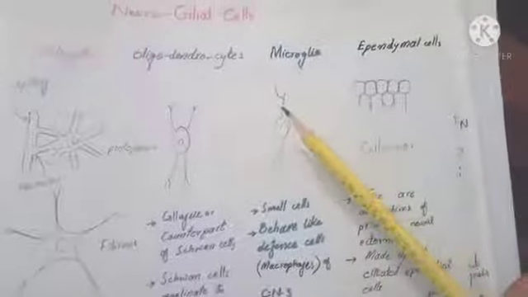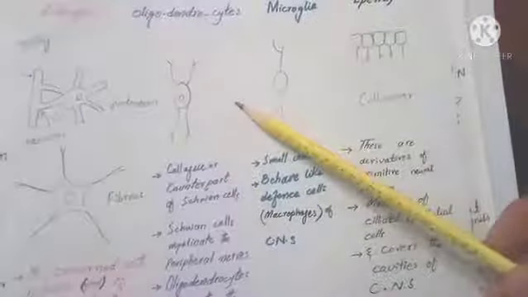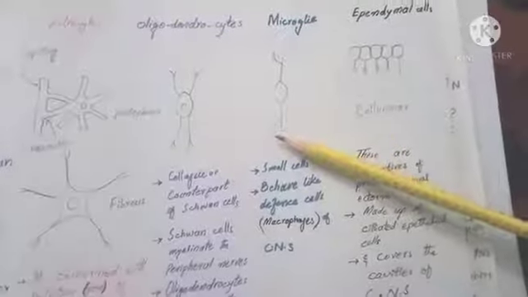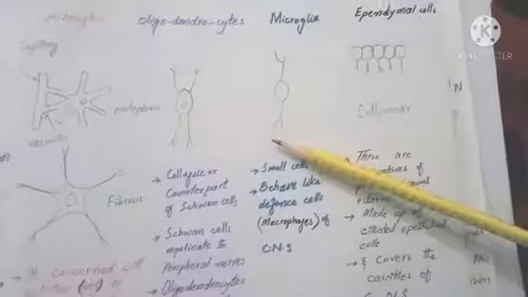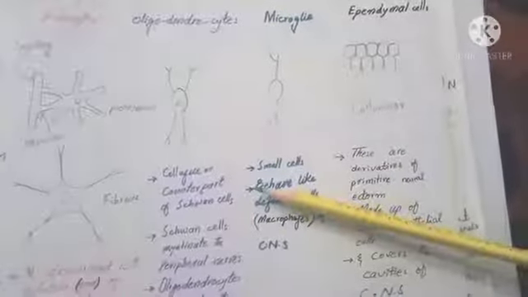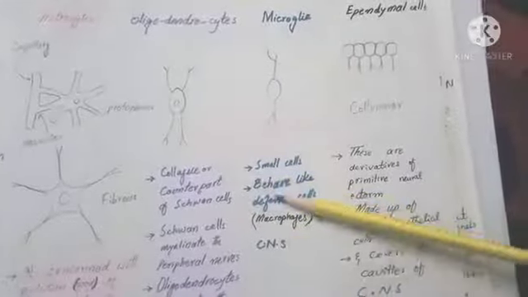The third type is microglia. These are small cells that behave like defense cells in the CNS. Microglia work as fighters and defend the nervous system. If any foreign body comes there, microglia fight with it. They defend the central nervous system.